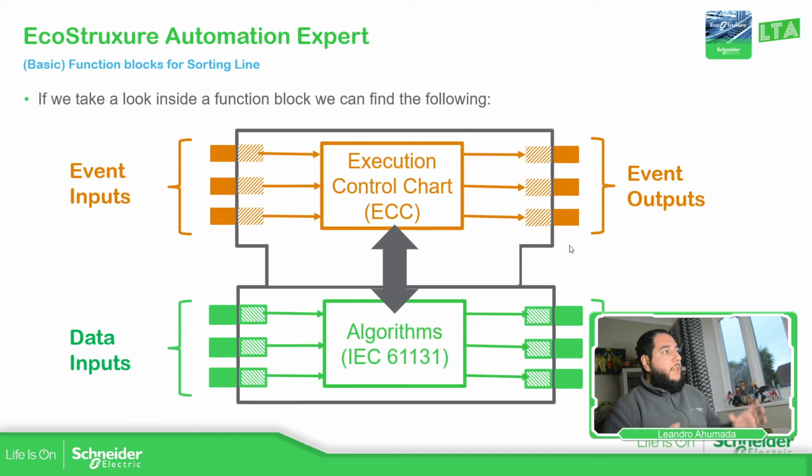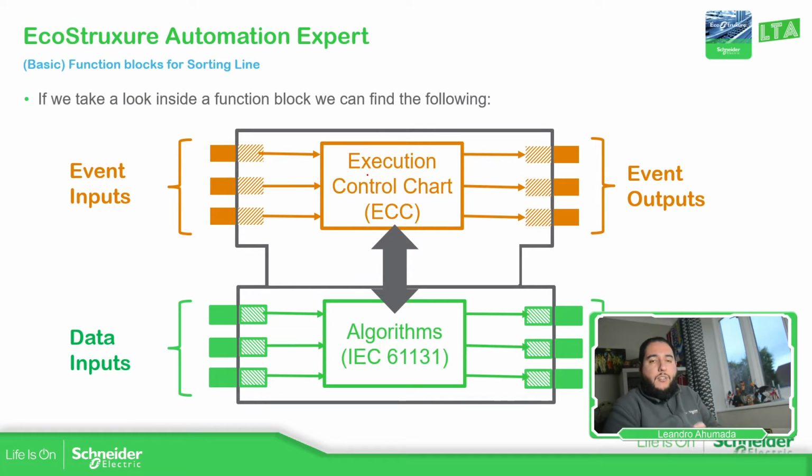So the idea of these events and data is that, based on the configuration of the events, we have an ECC, which is the execution control chart, that basically is a diagram of states where we can execute the logic, and we're going to read some of the variables depending on the event that is going to be executed. So based on the state in this diagram, we can execute logic.